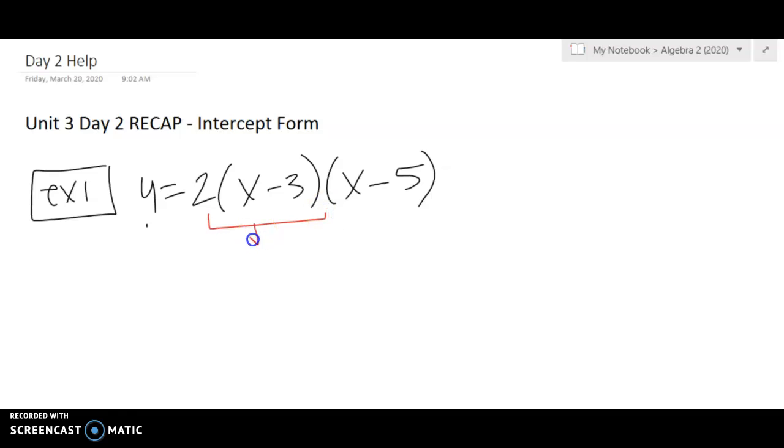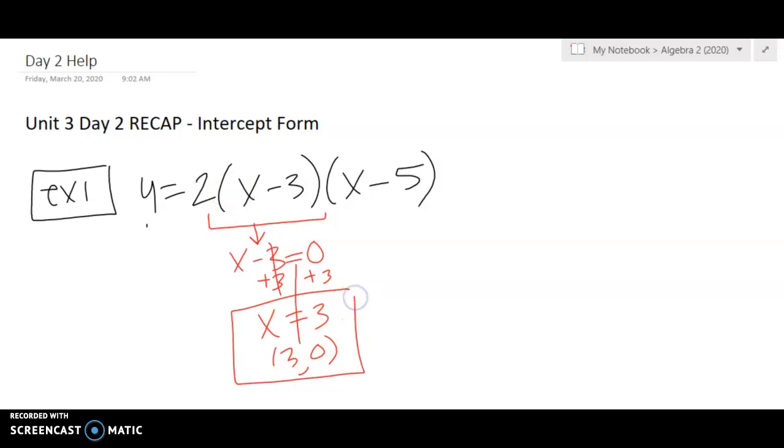How we did this is we took each piece that has x in it, and I'm writing it down below. I set it equal to 0. Then you solve, like what we've been doing all semester. You would add 3 to the other side. You get that x is equal to 3. That is basically a coordinate on your graph. So (3, 0). That's what I'm going to put on my graph in a moment. Let me do the other one.